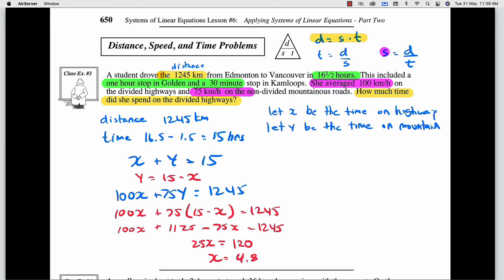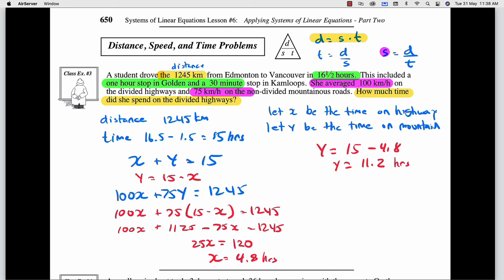And because X is time, and in this case the units would be hours, go back to our simplified equation. Y equals 15 minus the X, which is 4.8. So Y equals 11.2. And again, those are going to be hours.